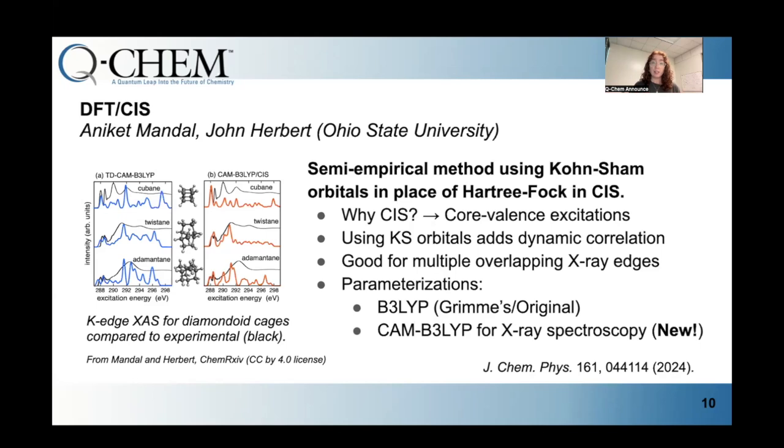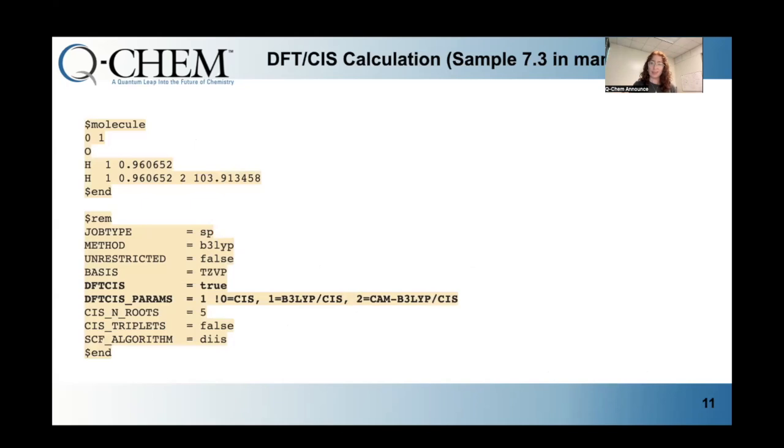So the general idea here was to use CIS, which handles the core valence excitations fairly well, but to use Kohn-Sham orbitals as the basis for that rather than the usual Hartree-Fock orbitals in order to add some dynamical correlation. So again, this is for X-ray spectroscopy. And there are two parameterizations available. One is Grimme's original one, which is B3LYP based. And then they also have a CAM-B3LYP based one for X-ray spectroscopy specifically. And those parameterizations are of the semi-empirical part. So if you want to run one of these, again, this is in the manual.